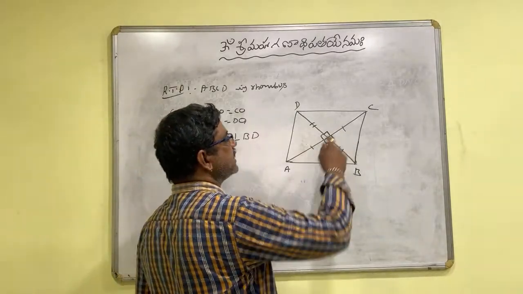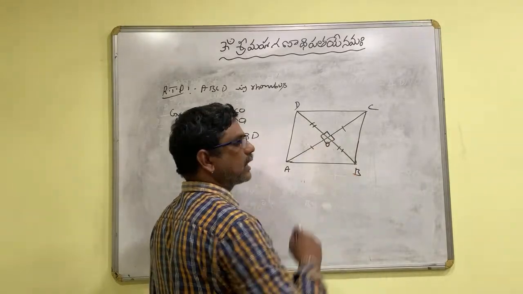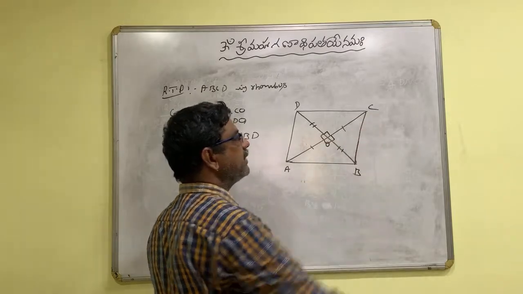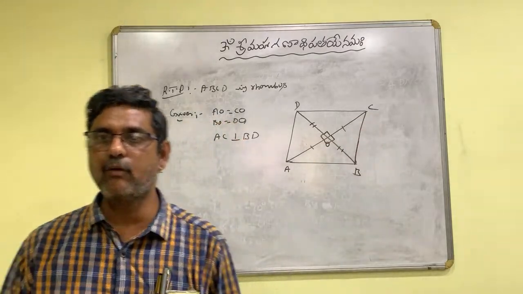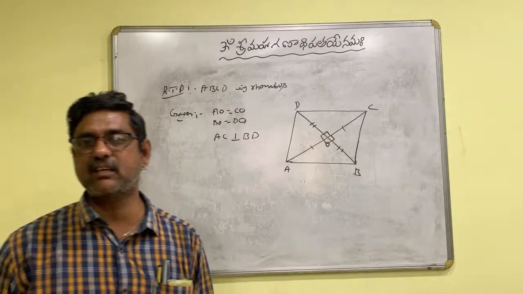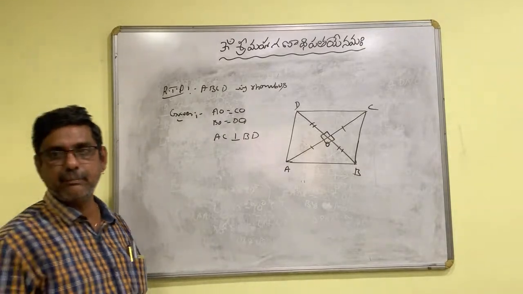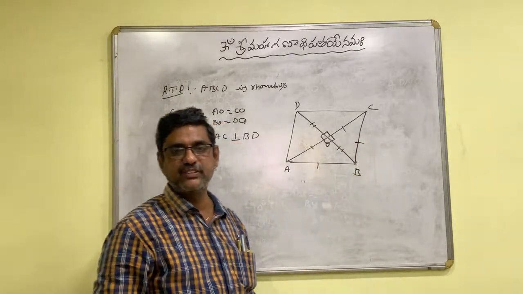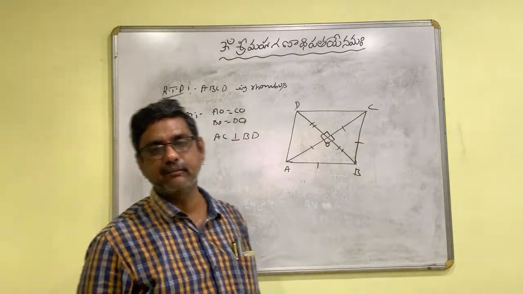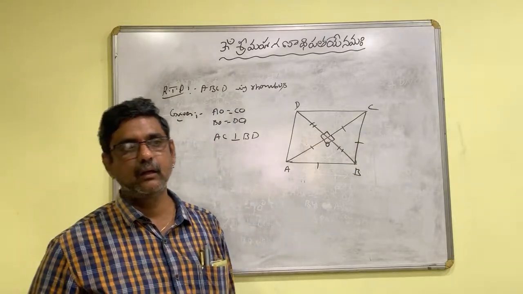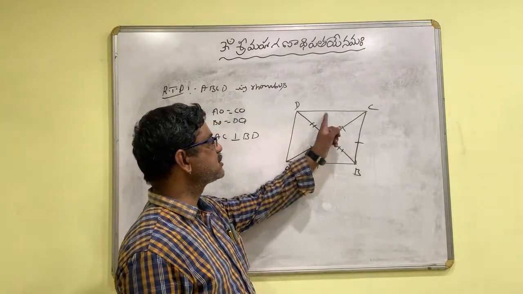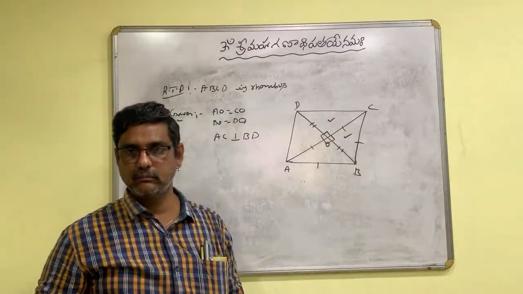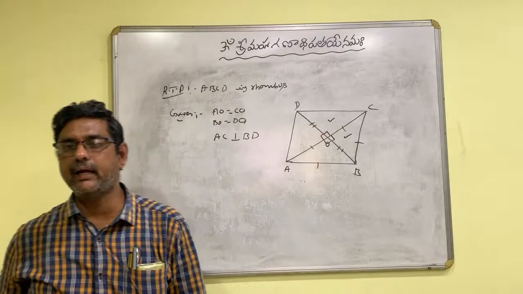AO is equal to OC, BO common side, and angle AOB equals angle COB equals 90 degrees. SAS congruency. By CPCT, AB is equal to BC. Now consider these two triangles, this one and this one. Again they are congruent by SAS.